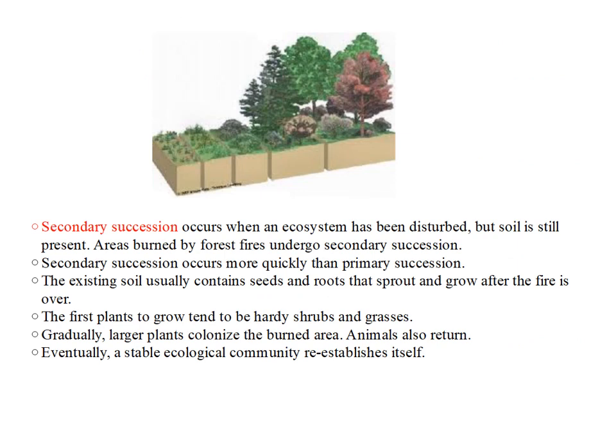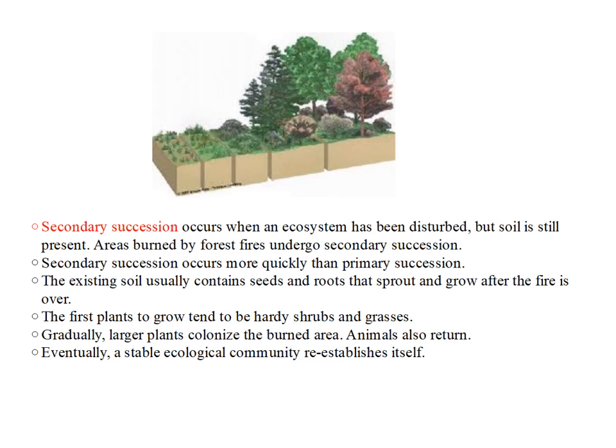Now we are going to see a secondary succession. A secondary succession occurs when an ecosystem has been disturbed but soil is still present. Areas burned by forest fires undergo secondary succession. Secondary succession occurs more quickly than primary succession. The existing soil usually contains seeds and roots that sprout and grow after the fire is over.